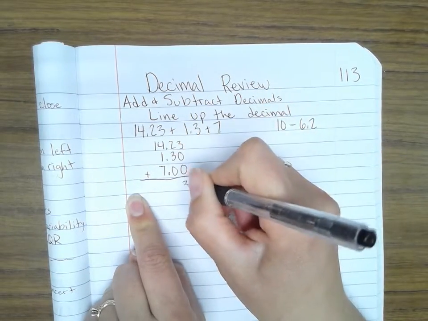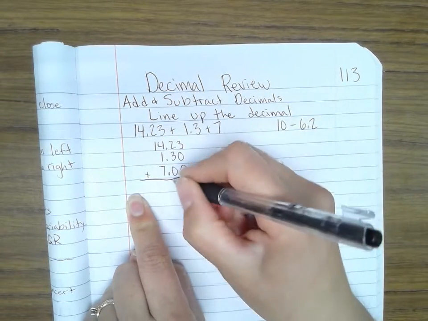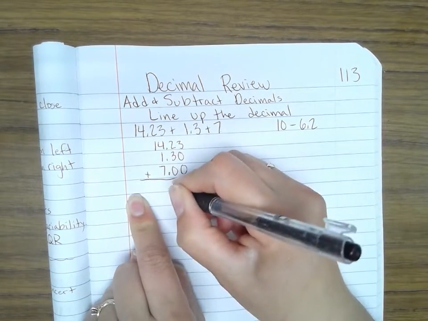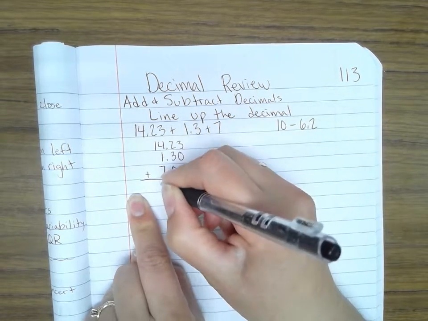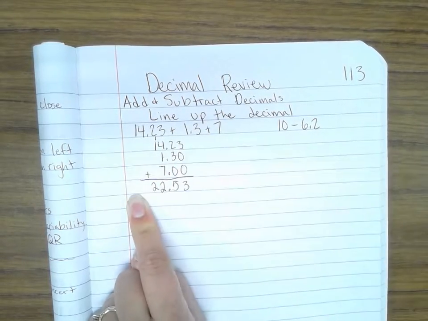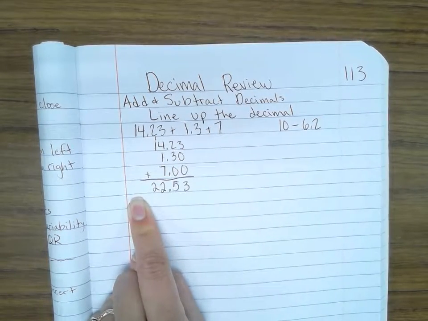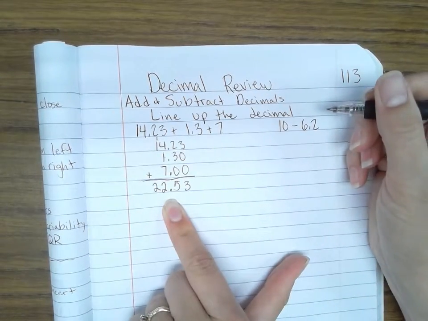3 plus zeros is 3. 2 plus 3 is 5. 5 plus 0 is 5. Decimal point. 4 plus 1 is 5. 5 plus 7 is 12. Regroup 1. 1 plus 1 is 2. So the answer to that would be 22.53.